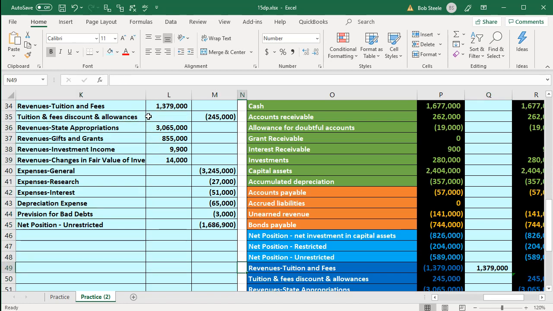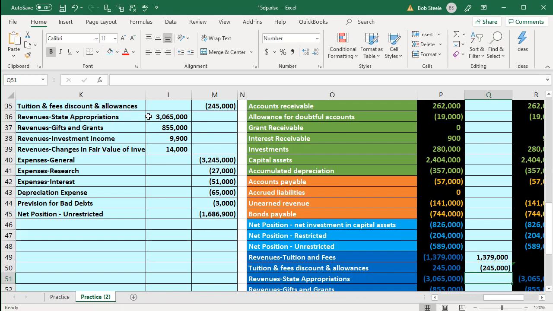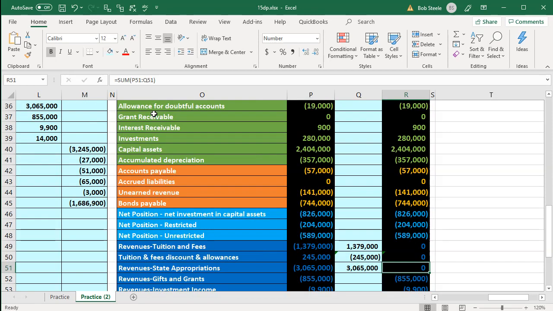Then we have the tuition fees discount allowances. So we've got that down below. Tuition fees discount allowances. That's in cell Q50. Within Q50, we're going to say equals, scroll back up to that 245,000 and enter. The next one we have is the revenue state appropriations. And so we're going to say this one is in Q51 equals, scrolling back up to that 3,065,000.